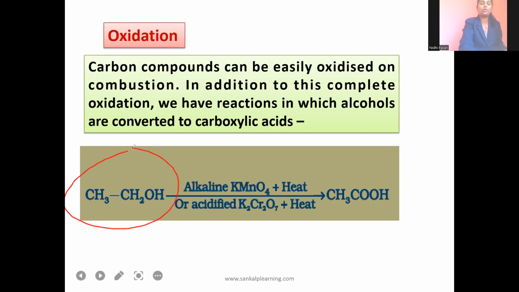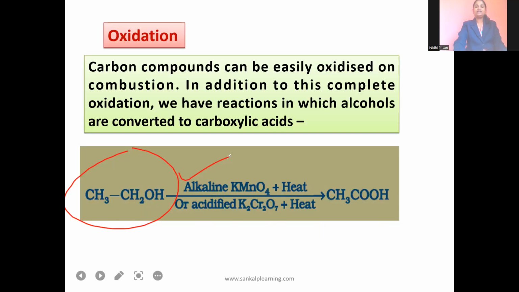In addition to this, complete oxidation of alcohol gives us acetic acid. Alcohol in the presence of a catalyst like alkaline potassium permanganate, KMnO4, or K2Cr2O7, which is potassium dichromate. When these substances are added and heated along with the alcohol, we get the carboxylic acid. These substances add oxygen to the alcohol to give carboxylic acid.